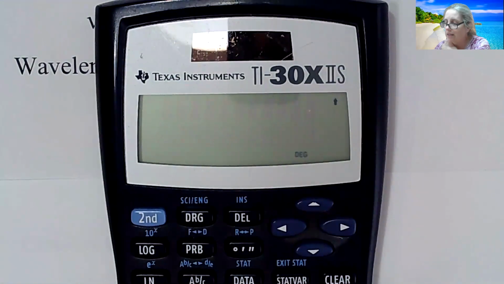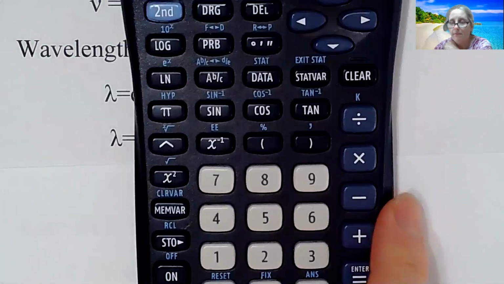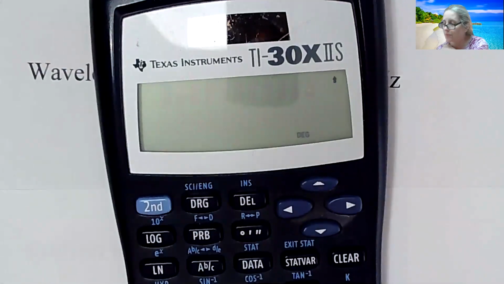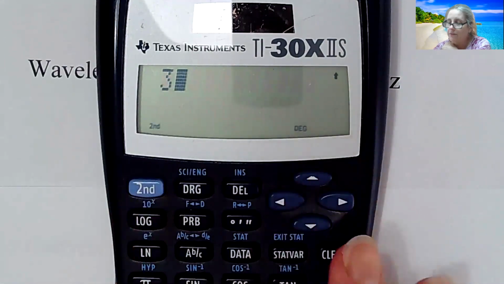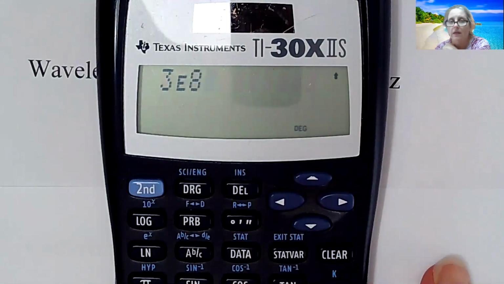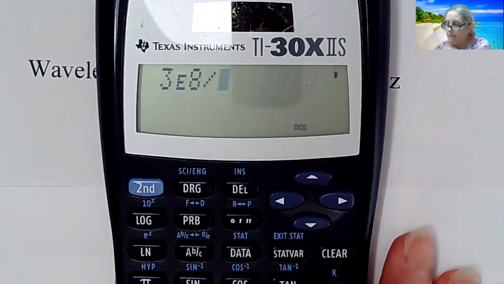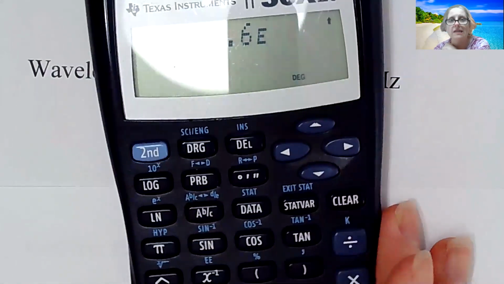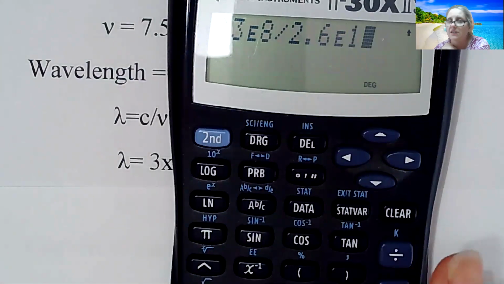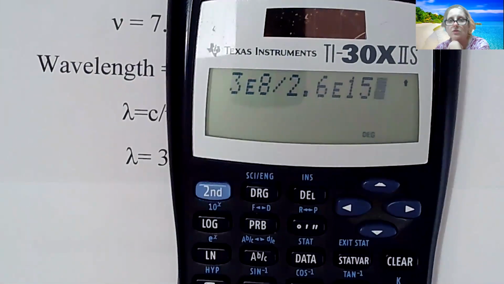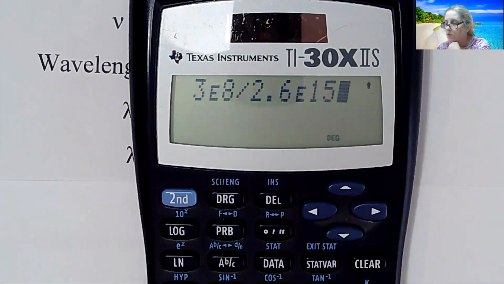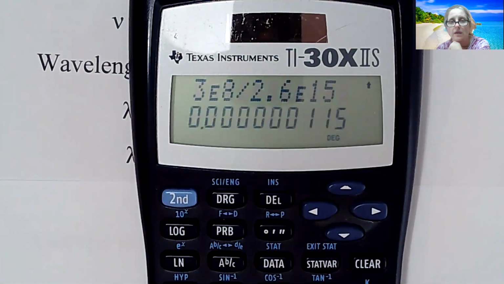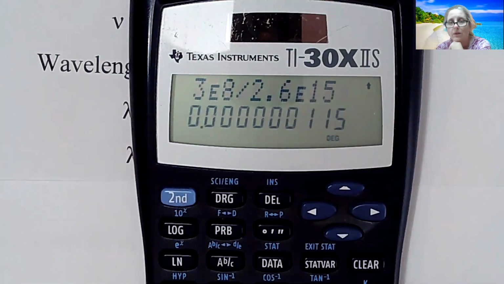Again, let me show you that on the calculator. You're going to type in 3, second function EE, 8, hit the division key. And then our number here is 2.6, second function EE, 15. So that's what your screen should look like when you are doing the calculation. And just hit the equal sign. And then you might get a number like this. Well, this is in normal notation.